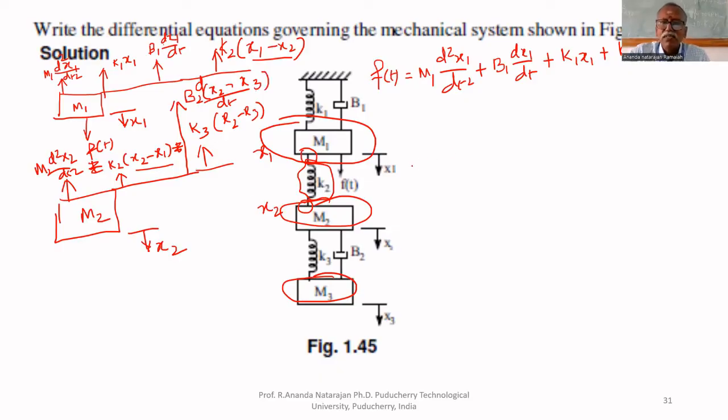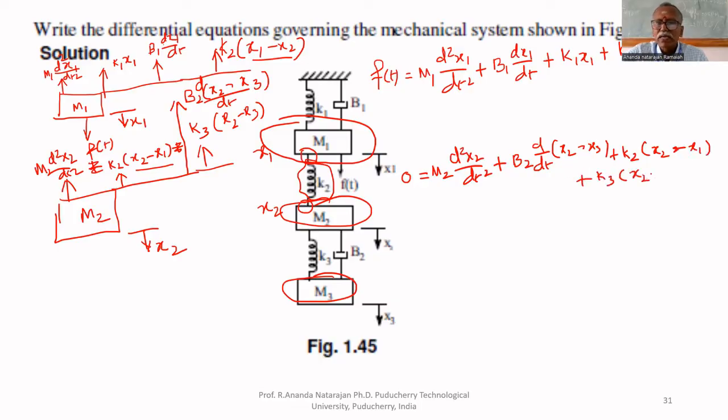Therefore, the equation for the second mass is 0 equal to, because there is no applied force, M2 d square x2 by dt square plus B2 d by dt of x2 minus x3 plus K2 multiplied by x2 minus x1 plus K3 multiplied by x2 minus x3. That's all.